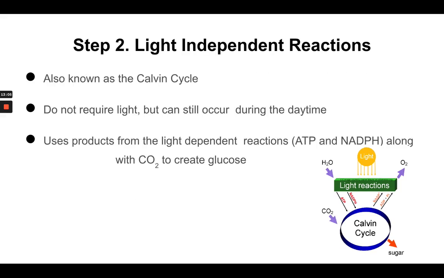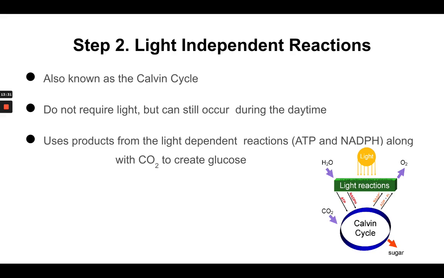These reactions do not require light, but still can occur during the daytime as well. They just don't require the presence of sunlight to occur, which is different than the first set of reactions, the light-dependent reactions. This part of photosynthesis is going to use the products from the light-dependent reactions, the ATP and the NADPH, along with the carbon dioxide to actually create the glucose.